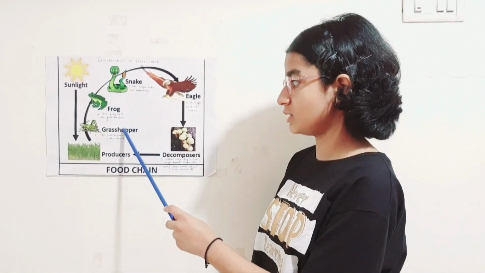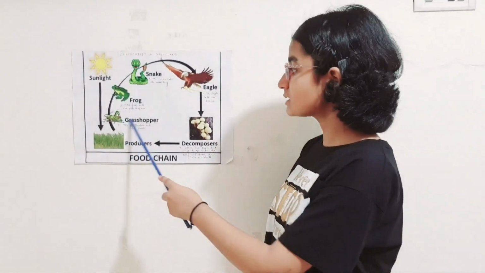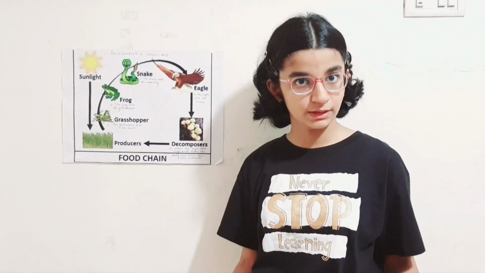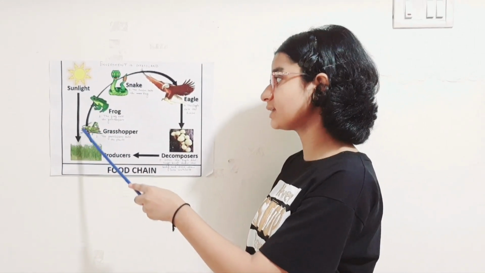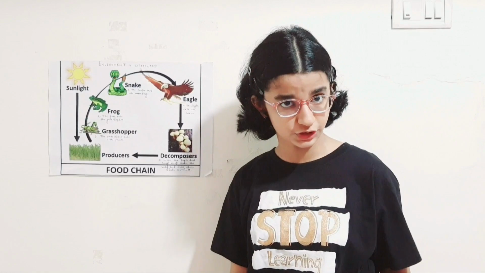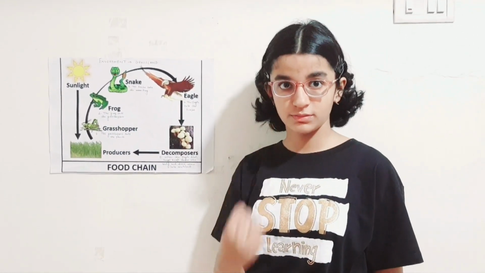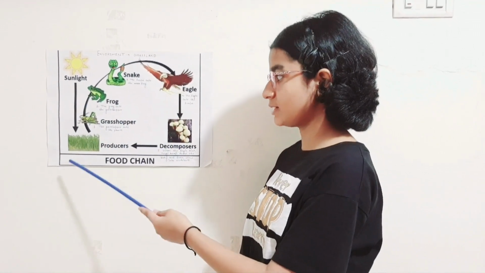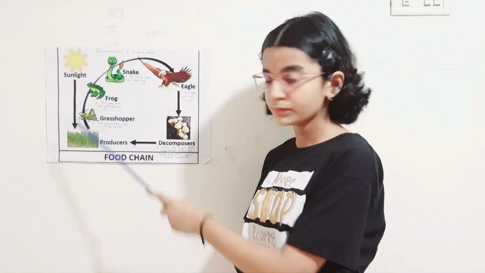Number 3, consumers. Consumers are the largest part of the food chain. They consume plants, and herbivores eat plants and carnivores eat herbivores for energy. There are 2 types of consumers: primary and secondary consumers. Primary consumers are herbivores and secondary consumers are carnivores.